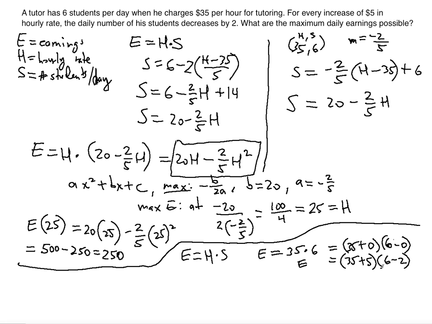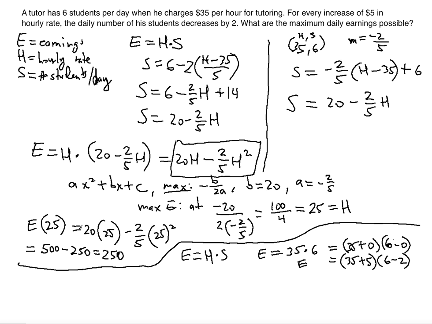So we can use the x as the variable, as the scalar multiple, basically, of 5. Just think of it as a variable that determines how many $5 increases in hourly rate will be, and then that will also determine how many 2-student decreases will result.